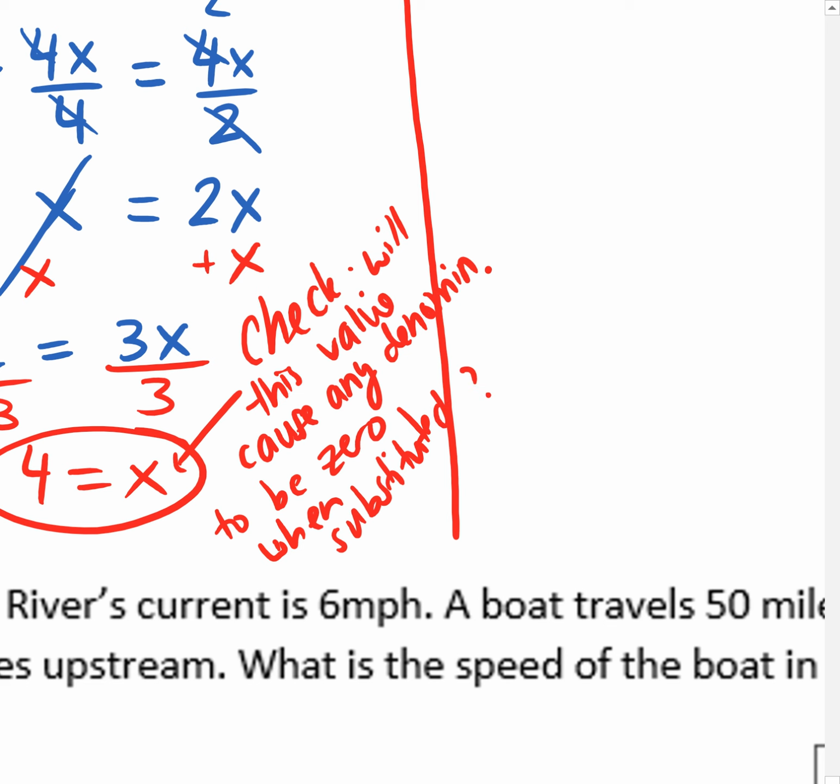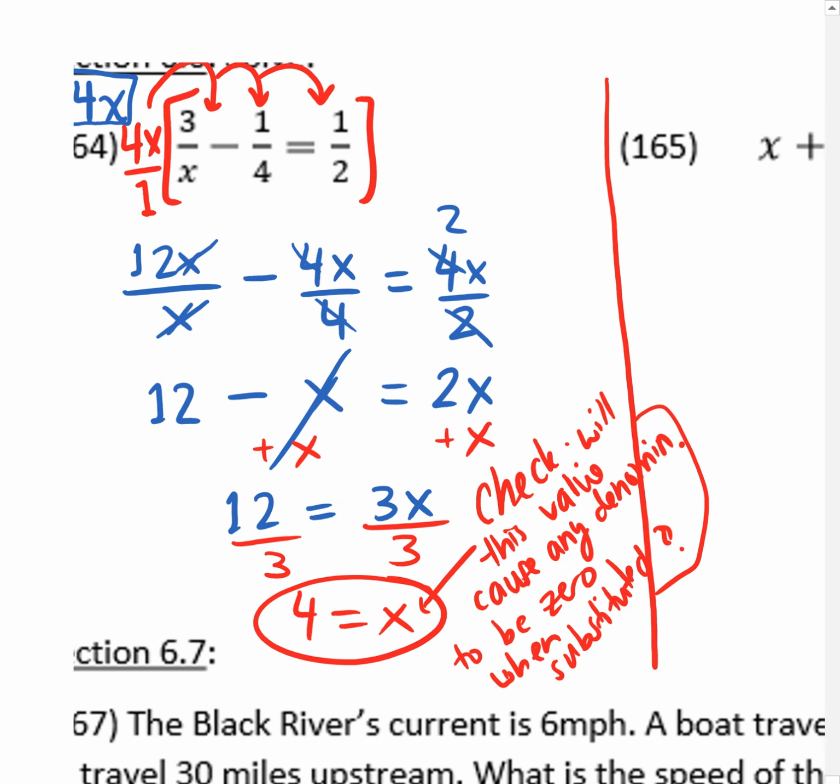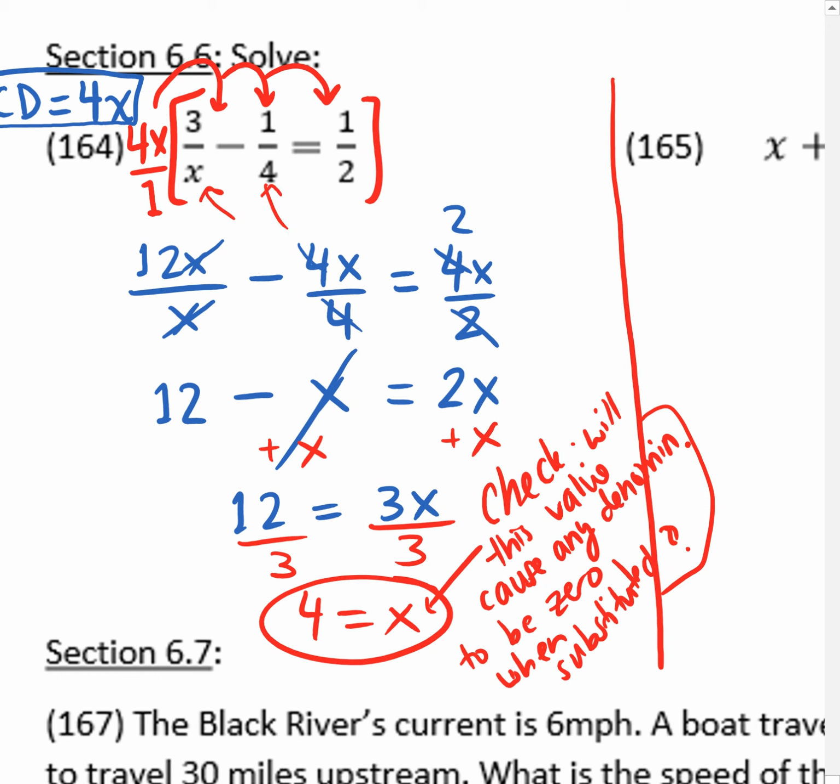And you can just kind of check that in your head. Just go back to the original problem and say, all right, where are all the denominators? Here's a denominator of x, here's a denominator of 4, here's a denominator of 2. There's only one x, so there's only one place to put this value here. And then it would be 3 over 4. That's not a problem. It's only if there's a 0 in the denominator.